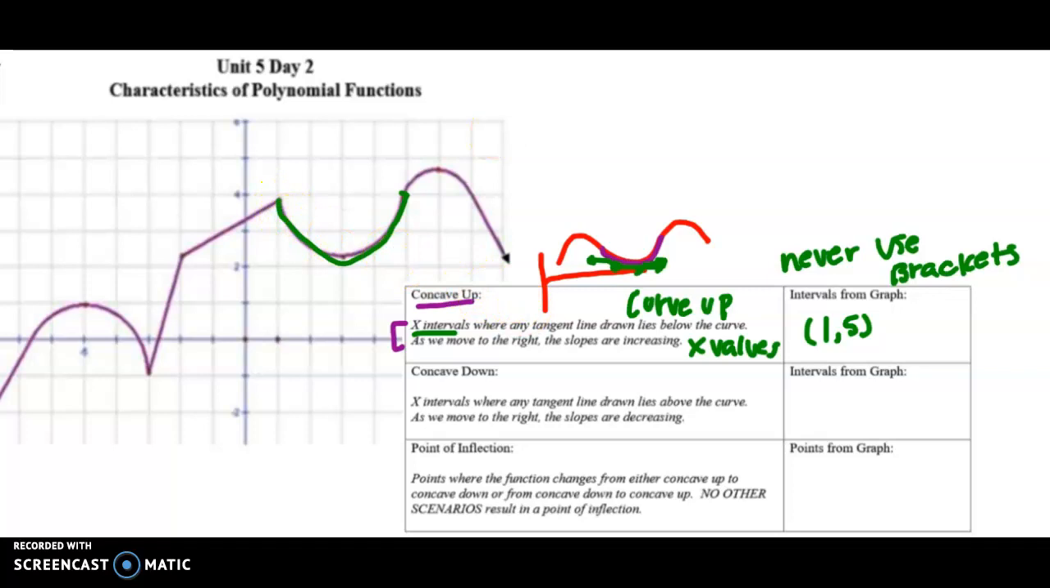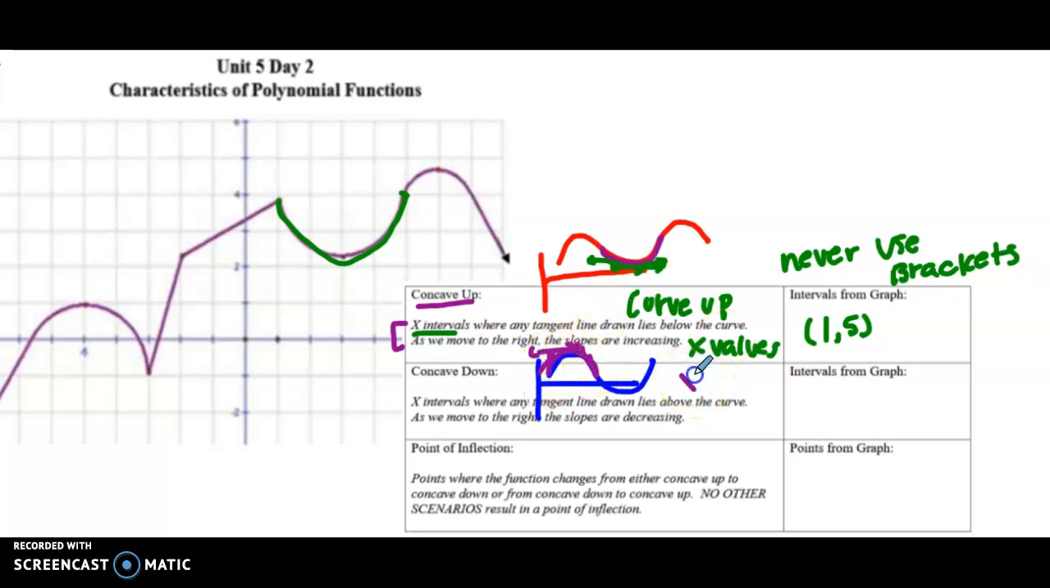Now, concave down is basically the opposite. Let's take a look at that same sort of graph. Here, this is concave up because it's like a cup. For concave down, think of it as sitting on top of a hill. So any line that is tangent to the curve that you would draw would be on top of the curve. I'll explain that more in class, but just remember, it's like the top of a hill.